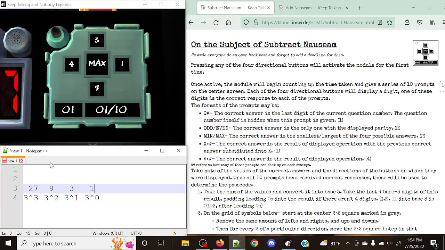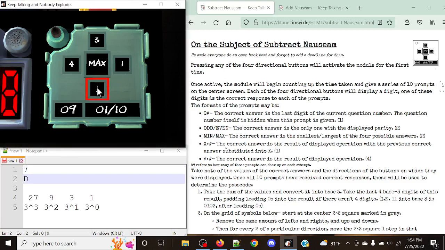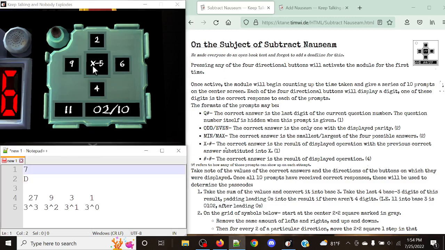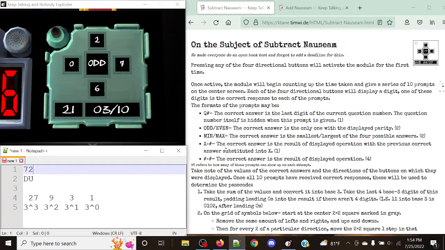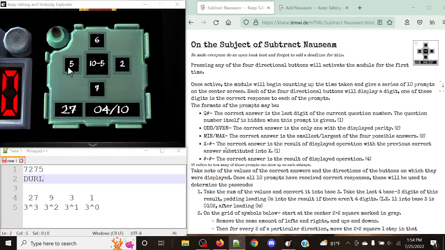And as you can see, now we're going to be given a prompt in the middle here and a series of different answers. The maximum of these is going to be the 7, and that's going to be marked in the down position. So we're going to get that. Now, x minus 5. X represents the previous answer, which in this case was a 7. 7 minus 5 is going to be 2. That's in the up position. The odd is going to be 7, which is on the right position. 10 minus 5 is going to be 5 in the left.